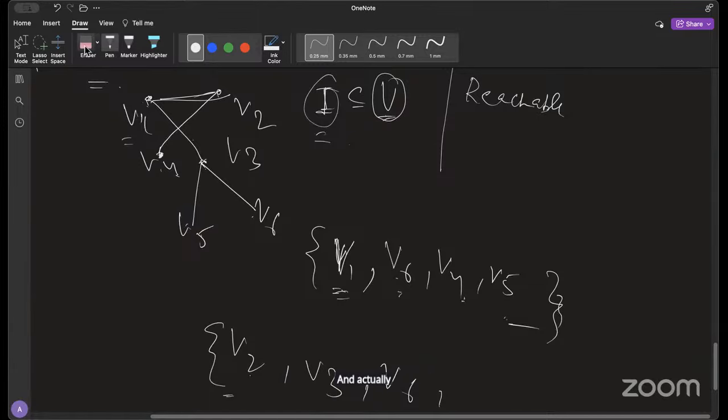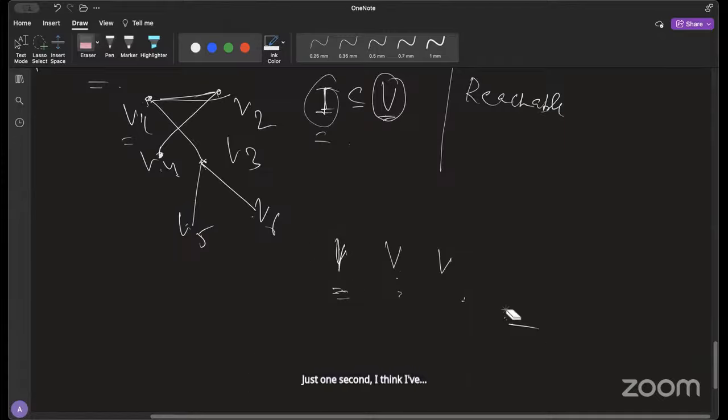And actually, in independent sets, just one second. We can say it is an 8 set.